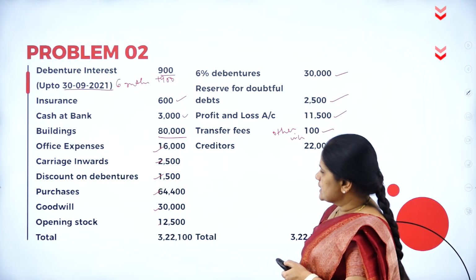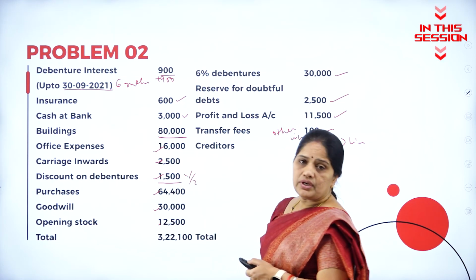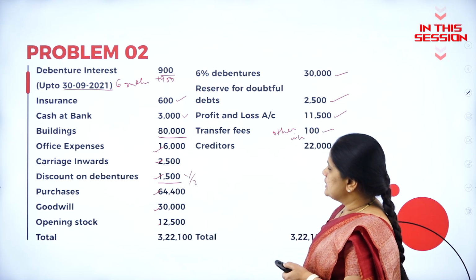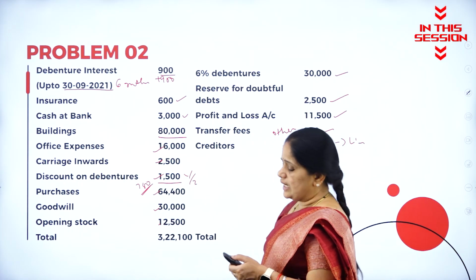We have the discount on debentures. Half of it has to be written off. So half of discount on debentures will be 750 rupees. I have to write it off.